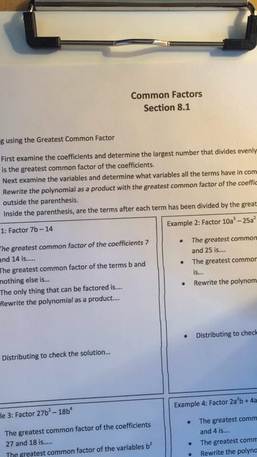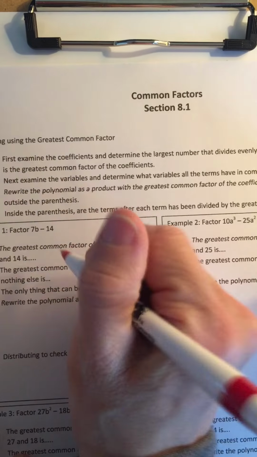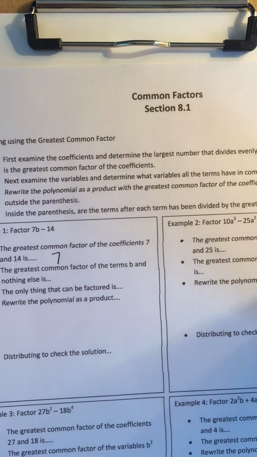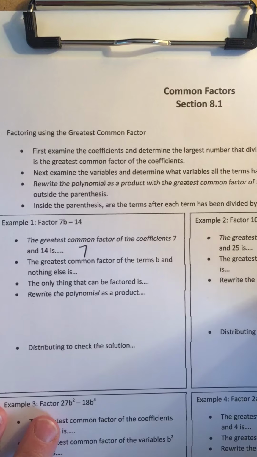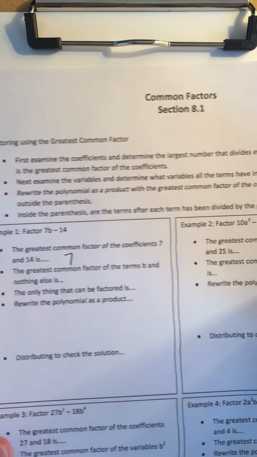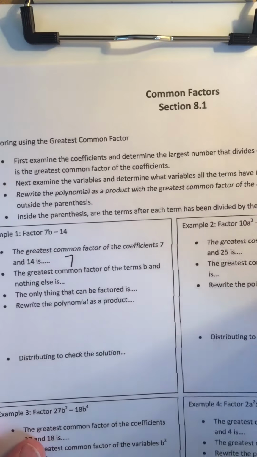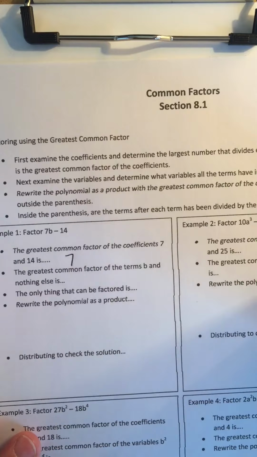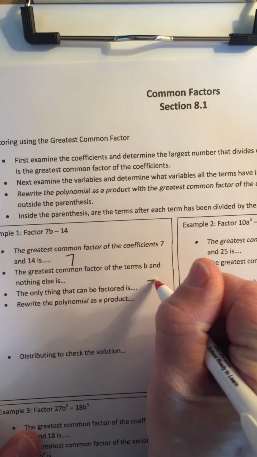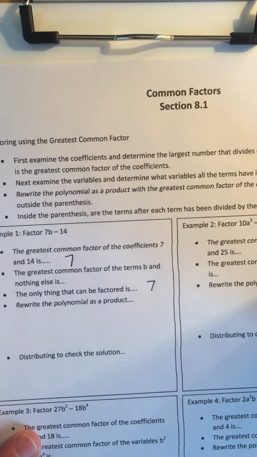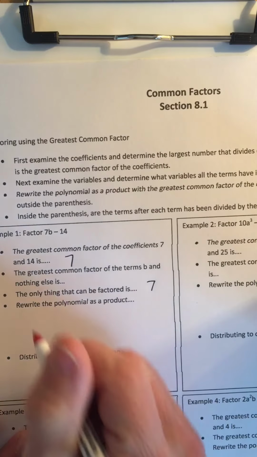The greatest common factor of 7 and 14 is 7. 7 is the largest number that divides into both 7 and 14. If we look at the variables, the greatest common factor of b and no other variable is nothing. So the only thing that can be factored is 7. When we are factoring, we are dividing. So we're dividing out that 7.